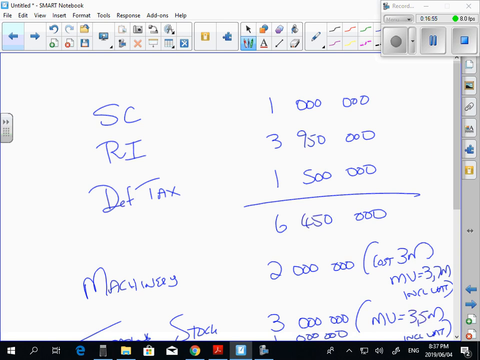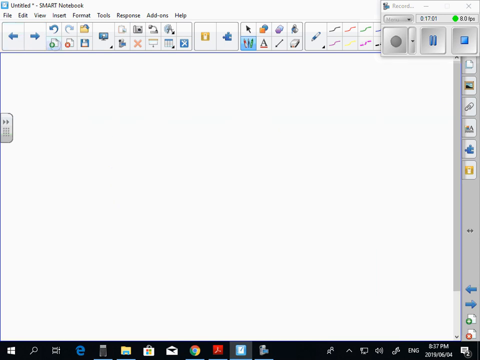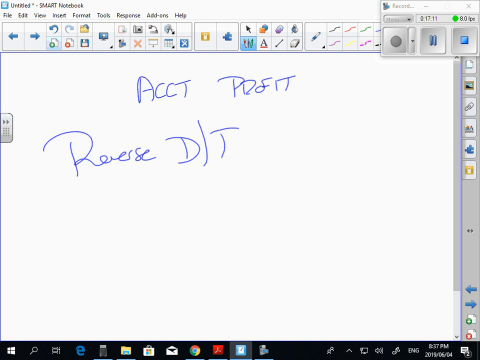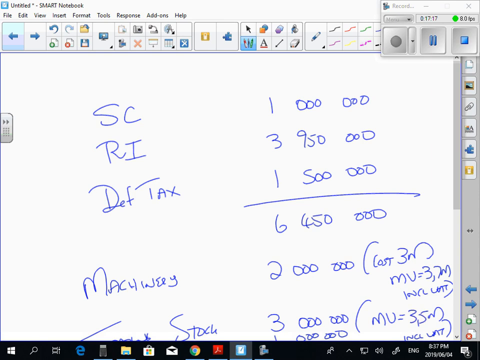Let's imagine everything gets sold at market value. Are you guys comfortable with that? So I've got to do certain calculations. I'm going to have an accounting profit calculation. Does everybody understand that? One of the first things I'm going to do in my accounting profit calculation is reverse my deferred tax. Is that all right? Because if I'm liquidating, am I going to have any deferred tax? I've got nothing. So I'm going to reverse out my deferred tax.